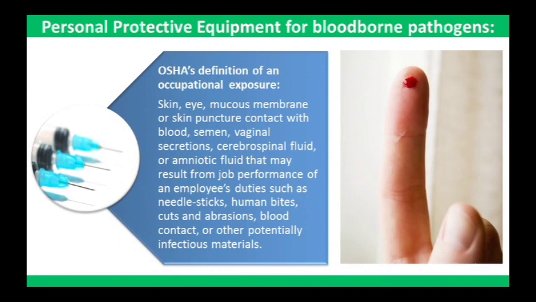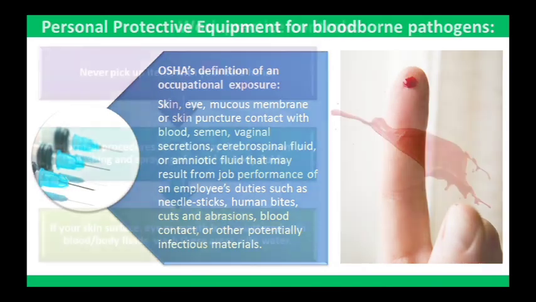OSHA's definition of an occupational exposure: a reasonably anticipated skin, eye, mucous membrane, or skin puncture contact with blood, semen, vaginal secretions, cerebrospinal fluid, or amniotic fluid that may result from job performance of an employee's duties, such as needle sticks, human bites, cuts, and abrasions, blood contact, or other potentially infectious materials.